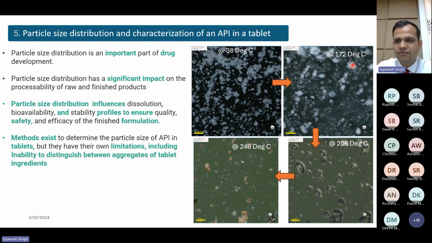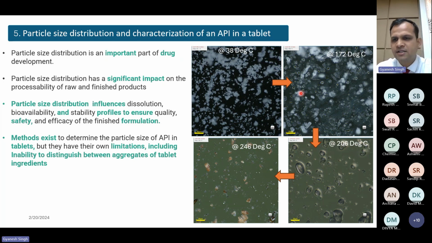So this is at 172. You can see that all this API and others have melted, but some of the excipients have not melted. And at 206, excipients have started melting. But at 240, you can see not all excipients have melted 100%. There are forms which are turning brown, which means the charring effect has started, and they are becoming brown.